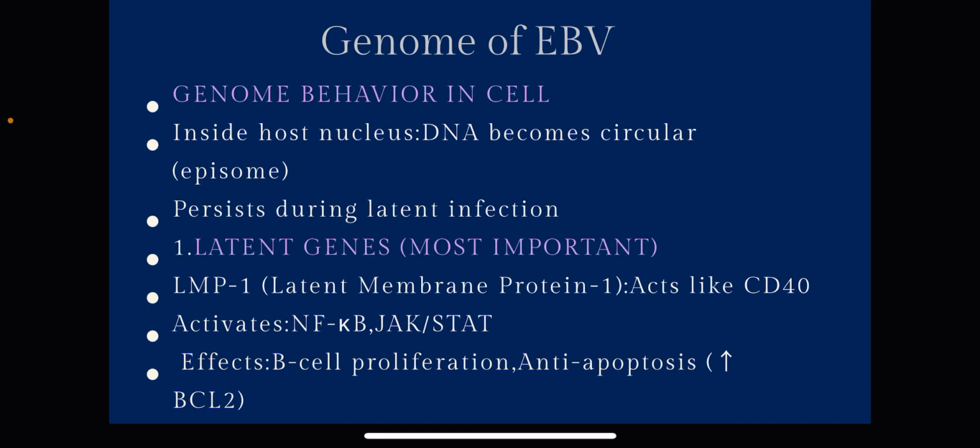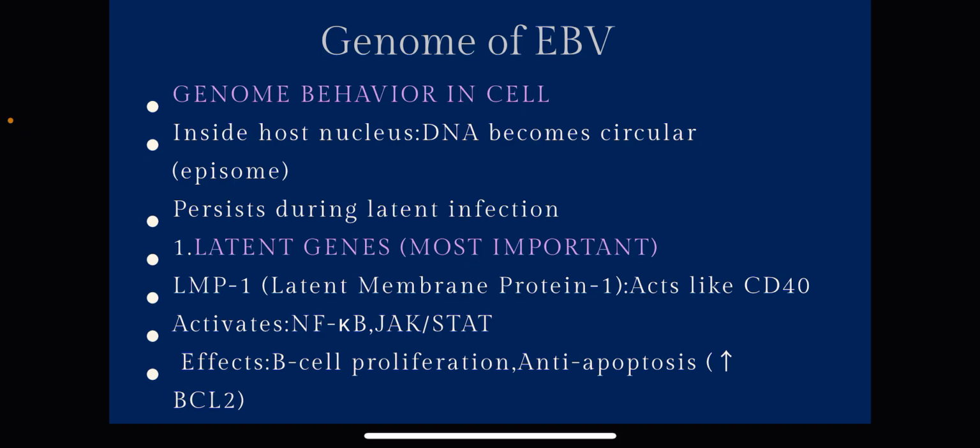Now, let's look in detail at the genome of Epstein-Barr virus. Inside the host nucleus, the DNA becomes circular. This is the behavior of the genome of the Epstein-Barr virus in the cell. The circular DNA is also called an episome. This persists during the latent infection.